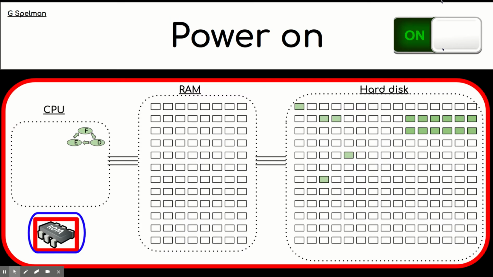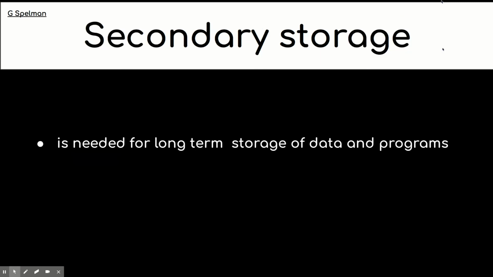It lost its contents, whereas the hard disk kept its contents, which is very useful because we need our files to be there when we switch our computer back on again. So the hard disk is non-volatile storage. It doesn't lose its contents when the power is switched off. Secondary storage is needed for long-term storage of data and programs. It is non-volatile.